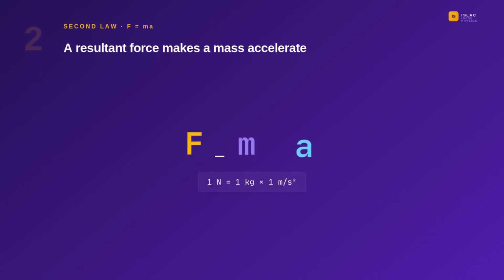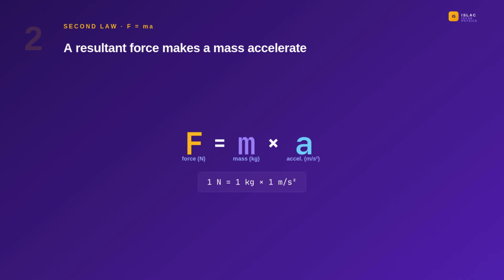Newton's second law tells us what a resultant force actually does. It makes an object accelerate. The bigger the force, the bigger the acceleration. The bigger the mass, the smaller the acceleration. We write it as force equals mass times acceleration, F equals ma. Watch the units: force in newtons, mass in kilograms, acceleration in meters per second squared. In fact, 1 Newton is defined as the force needed to accelerate 1 kilogram at 1 meter per second squared.